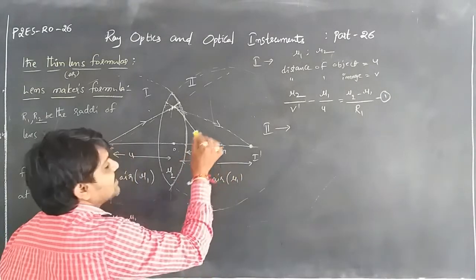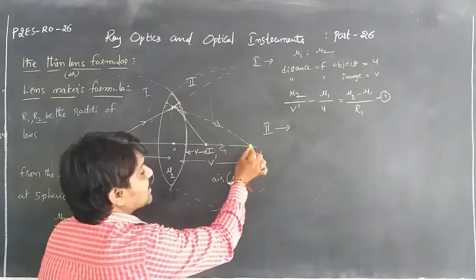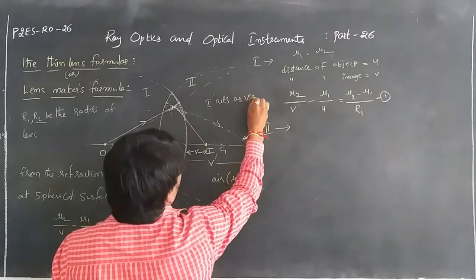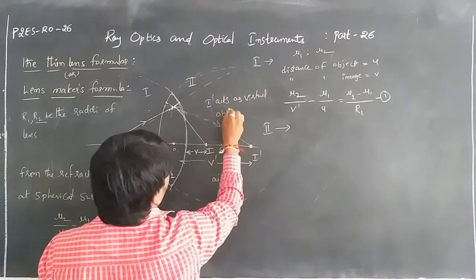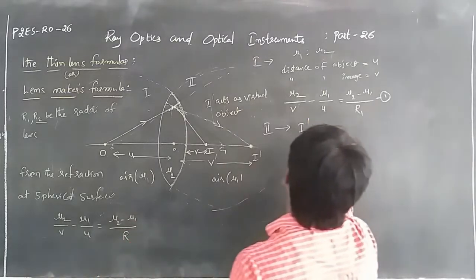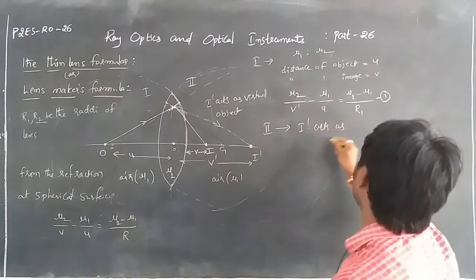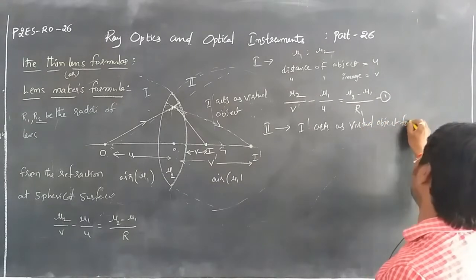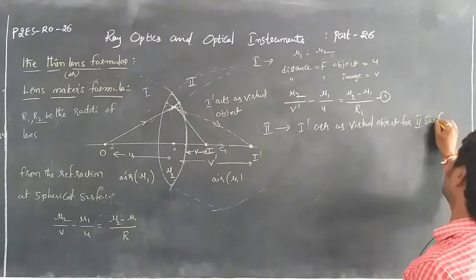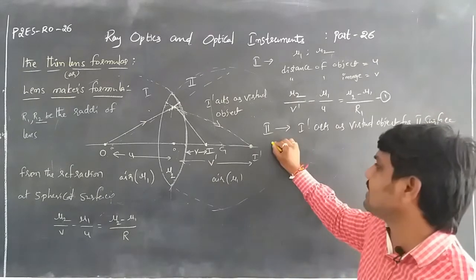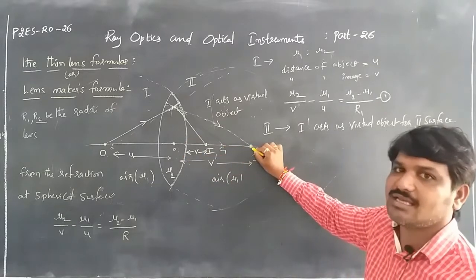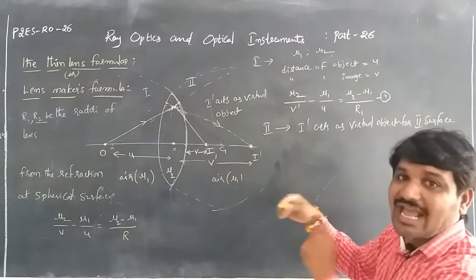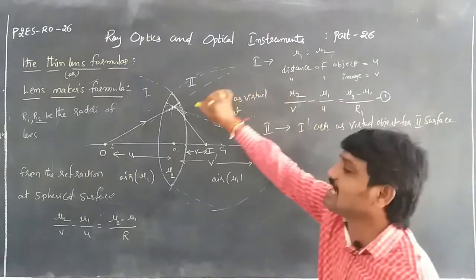So here I dash acts as a virtual object for the second surface. We can write that this is the object for the second surface. The I dash, the virtual image, acts as the virtual object for the second surface.